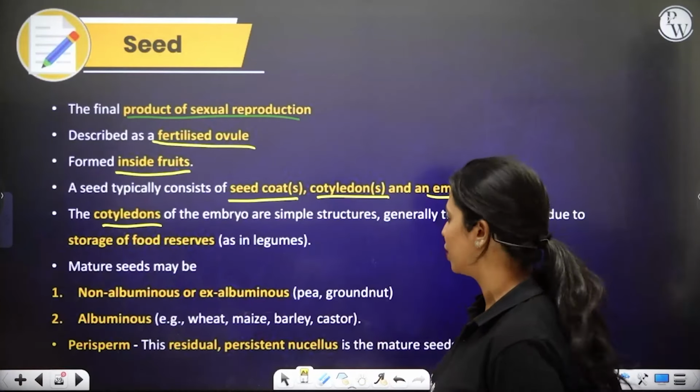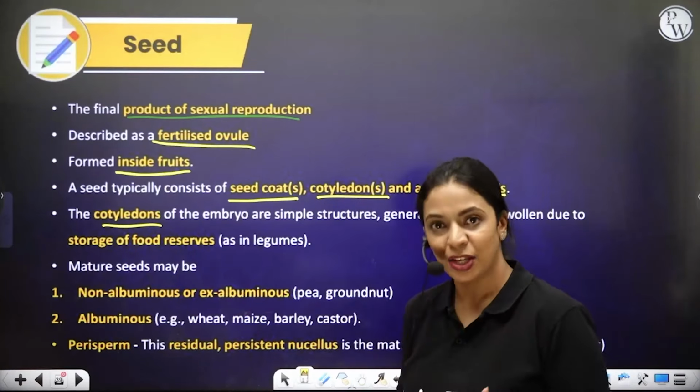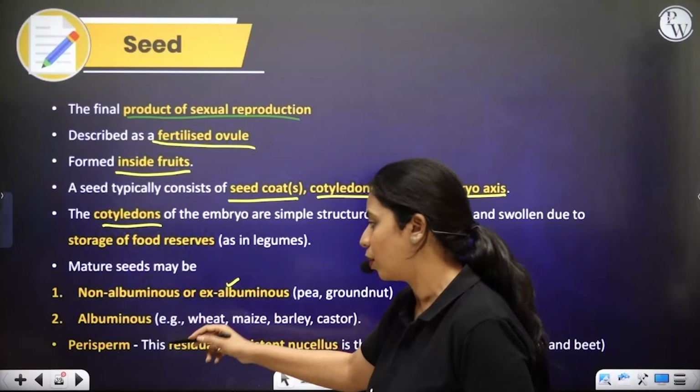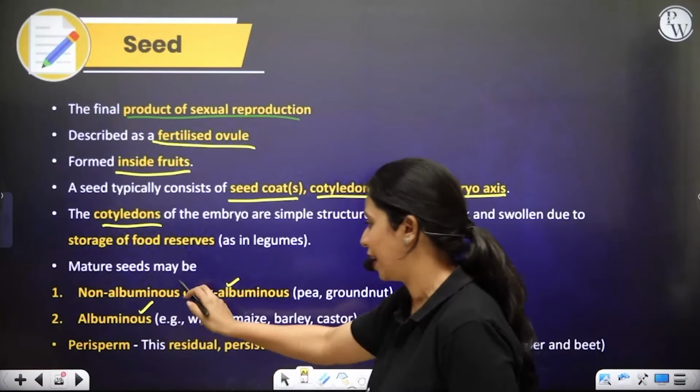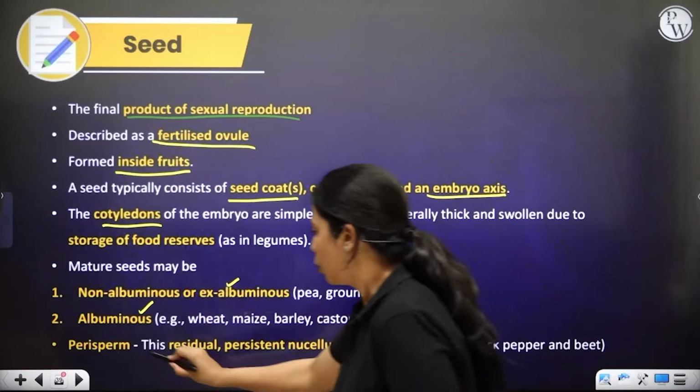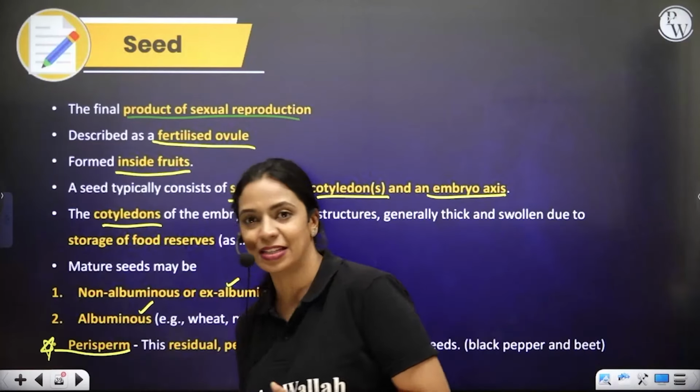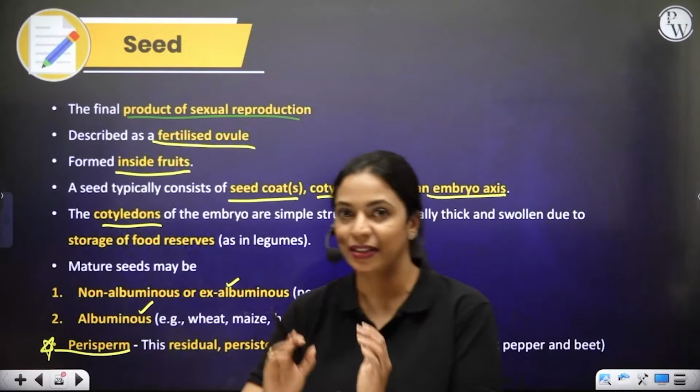Usually they are thick and swollen and they store reserve food. In mature seeds, albumin may be present or endosperm may be present or absent. I gave you examples of this already. One thing we must remember here is about perisperm. I told you that the nucellus is present inside the ovule.